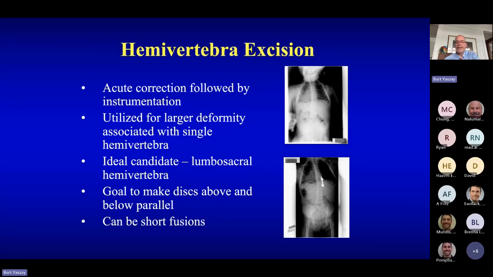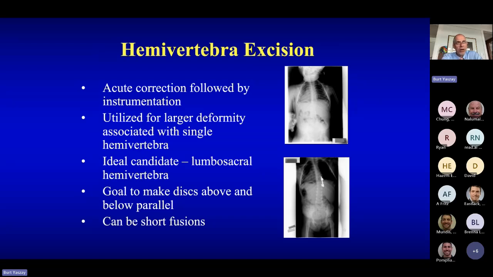My favorite operation, however, is a hemivertebra excision, and that's basically an acute correction followed by very short instrumentation. It's really there to take out that wedge and get the vertebra above and below parallel to each other. Can result in a cure. And for me, the ideal age, and there's pretty good publications now on this, is between 3 to 5, mostly because you can get away with a screw above, a screw below, or at least 2 screws above, 2 screws below one vertebra.